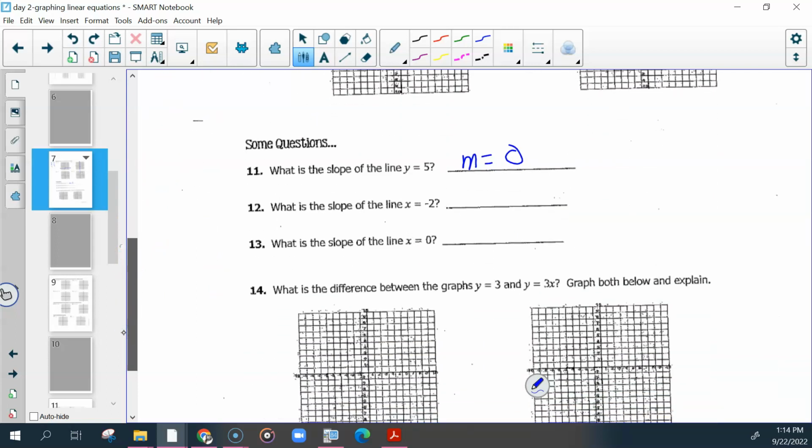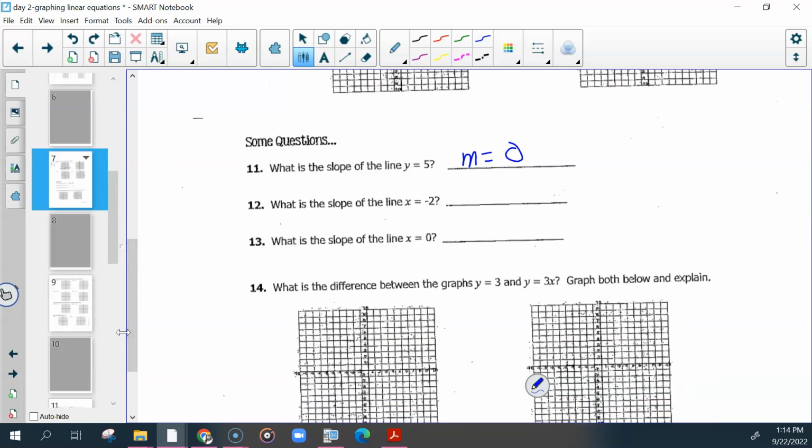So then the slope of x equals -2 is undefined. Now this next one is meant to trick you, but what would the slope of x equals 0 be? 0. It's still undefined. Even though it has a 0, it's still an x.